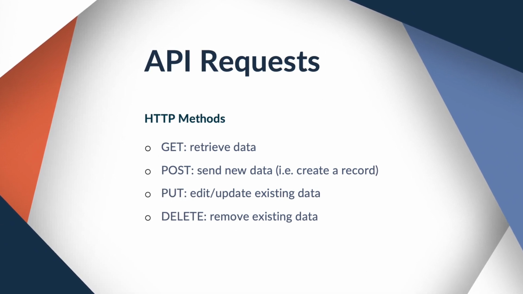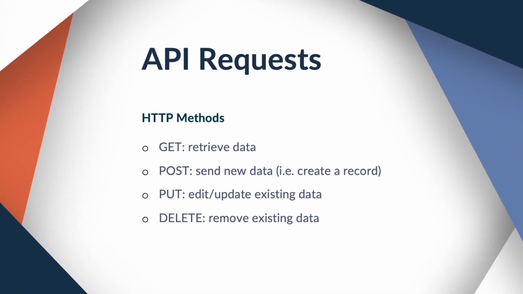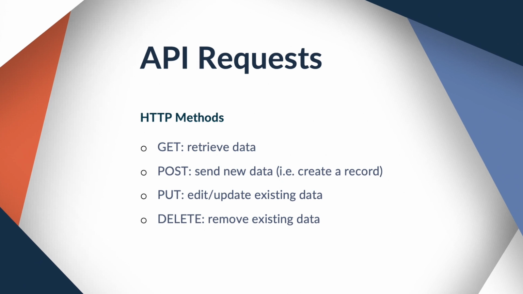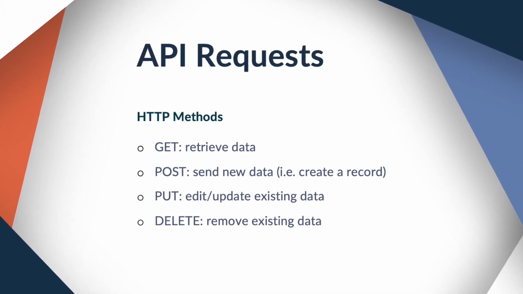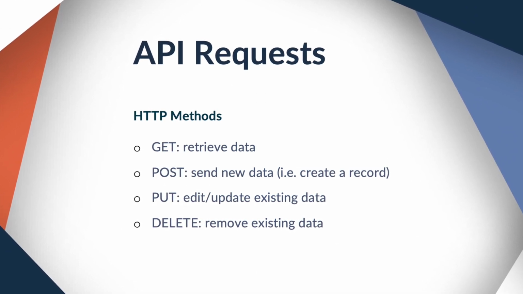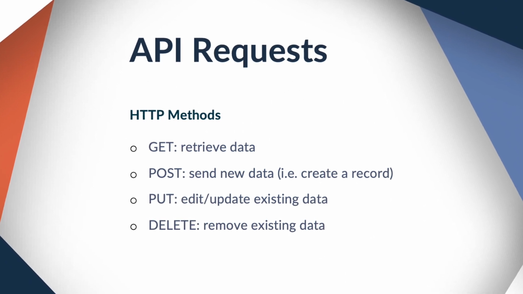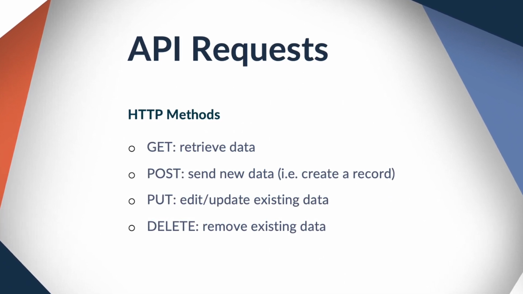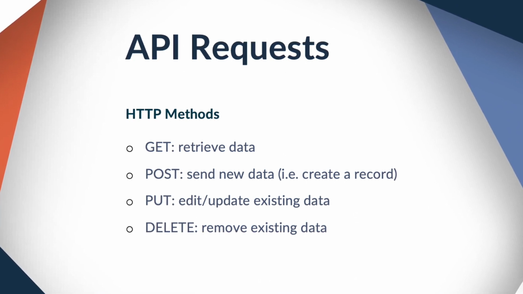The last thing I wanted to mention before we get into the examples are the common HTTP methods, which are fairly consistent across all API requests. These include GET, which implies receiving data, POST, which often means sending new data, creating new records and objects, PUT, which is often editing or updating existing data, and DELETE, as you would think, is removing existing data. And with that, I think it's a good time to move on to Postman.